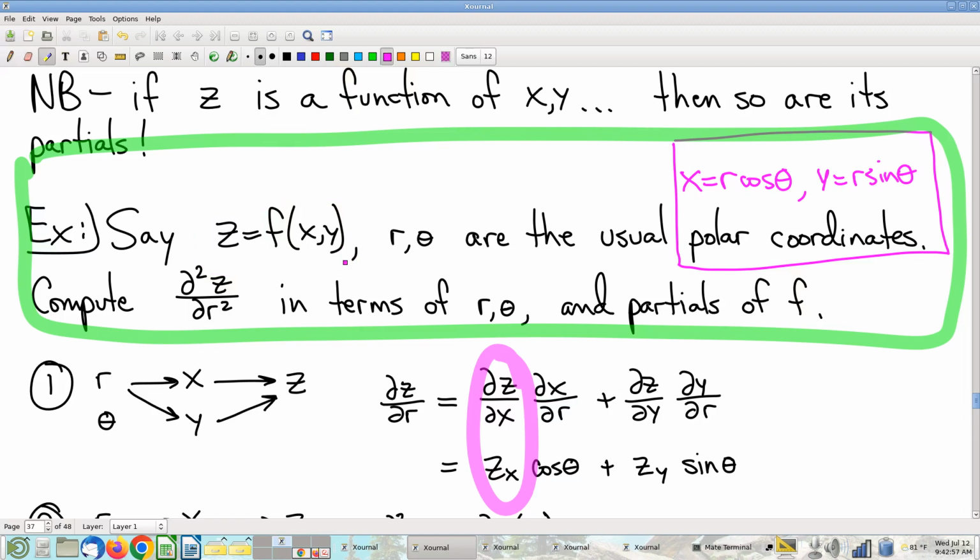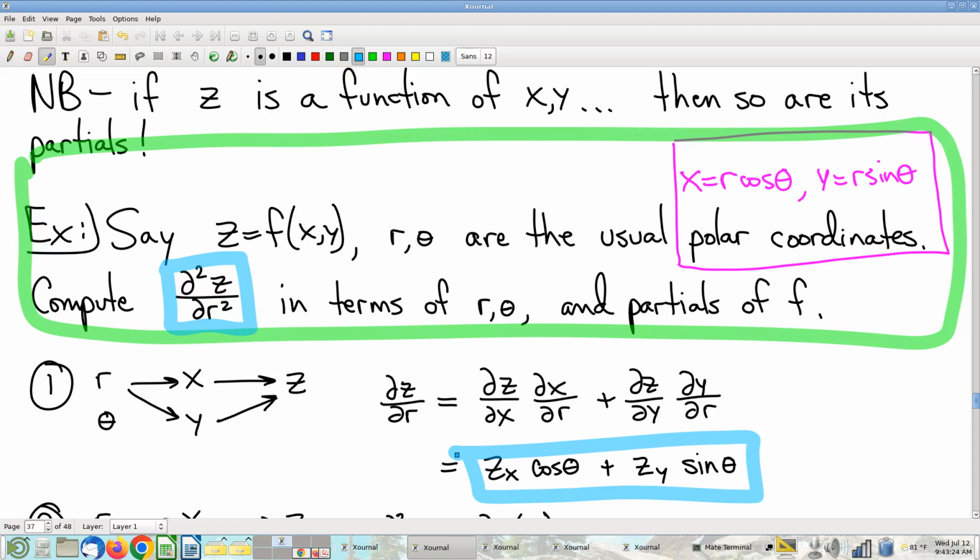Okay. All right. So now this was not the original question. The original question was to compute the second partial of z with respect to r. I've only computed the first partial. So I'm going to need to take an r partial of this thing. How am I going to take an r partial of that thing?